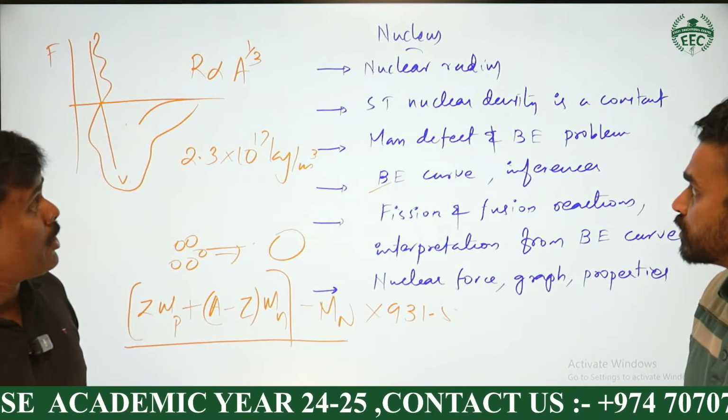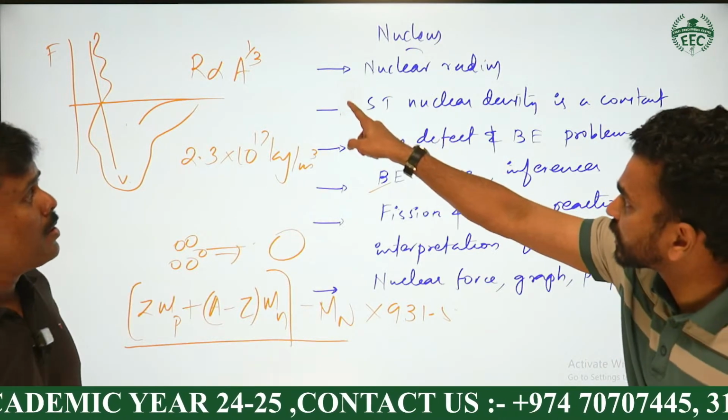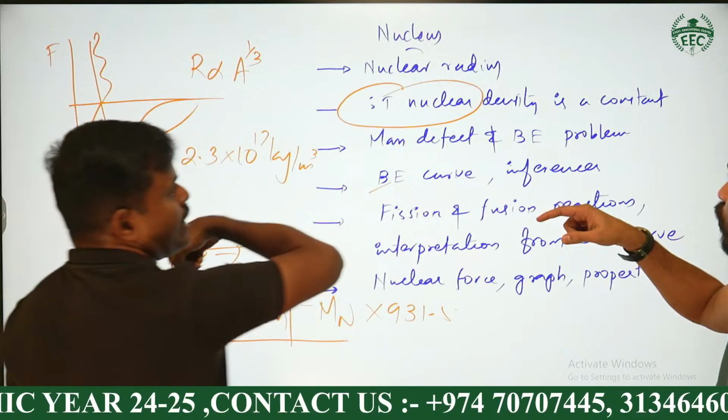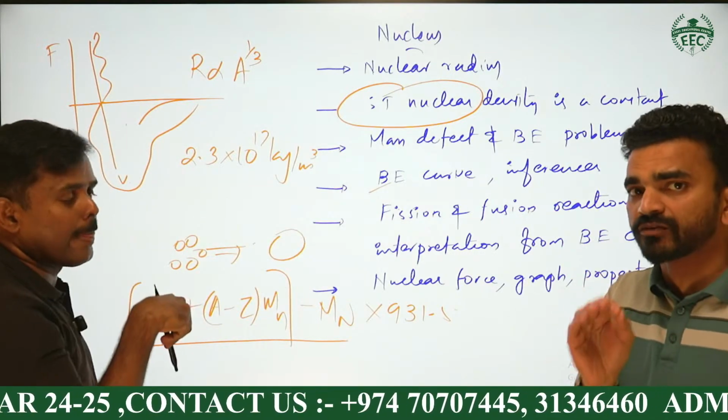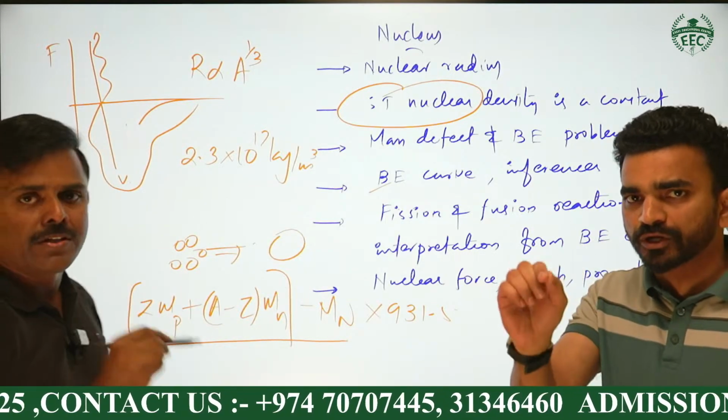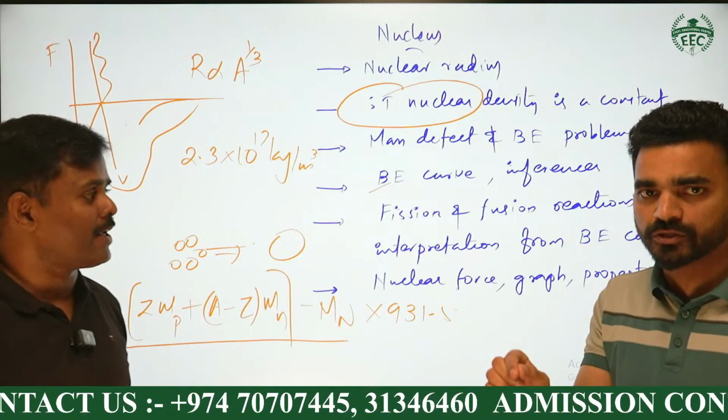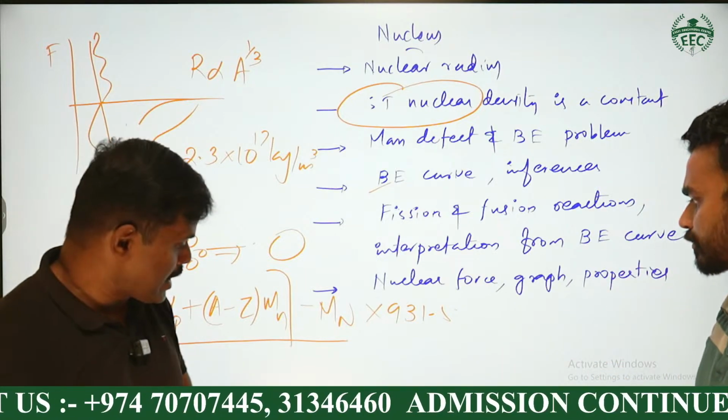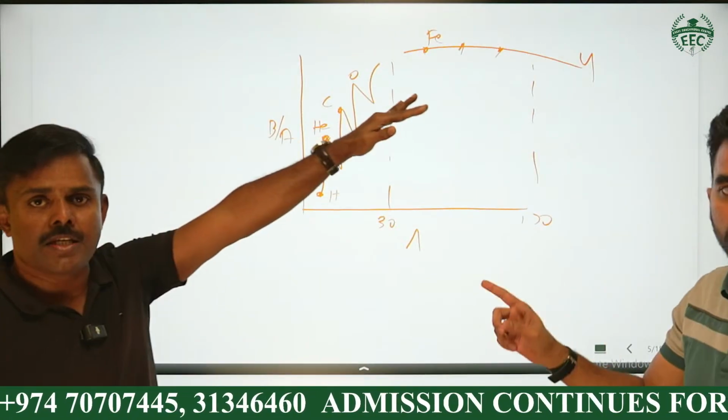Now this is all about nuclei. This is the most important question: show that nuclear density is constant. You have to learn the value by heart also. The density of the nucleus is 2.3 × 10^17 kilogram per meter cube. An MCQ might come. Also, this graph is very important, the binding energy curve.